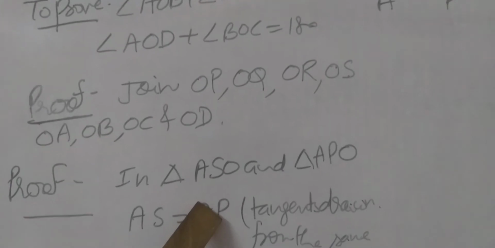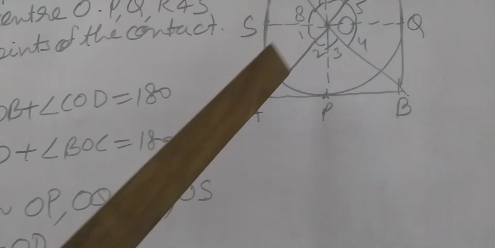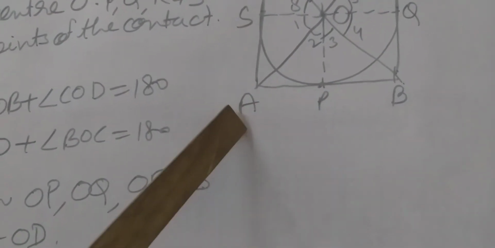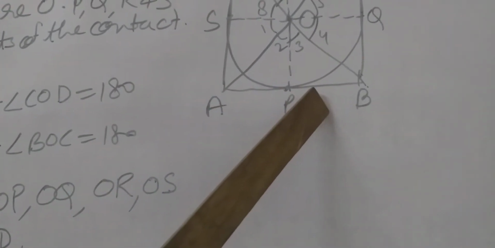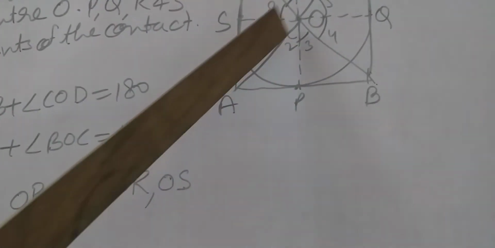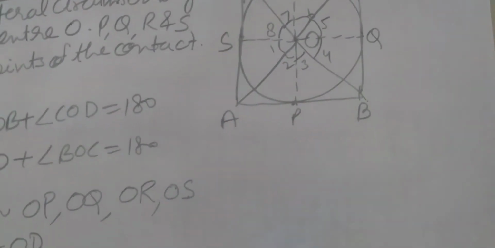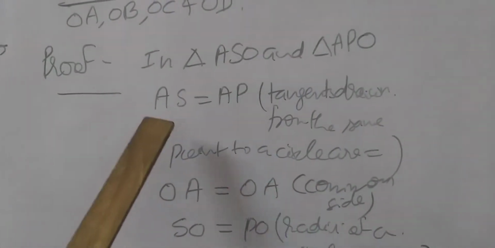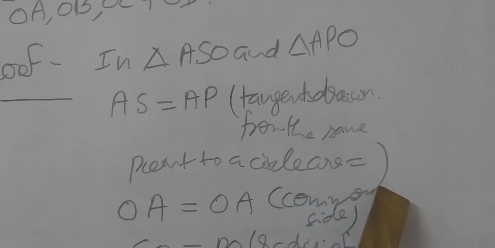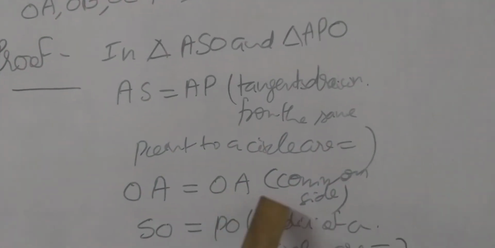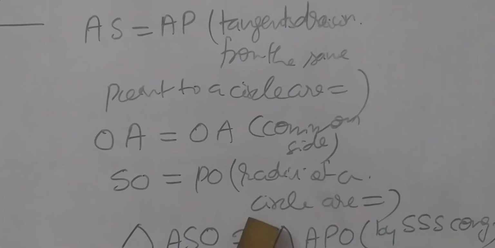So in triangle ASO and triangle APO, AS equals AP because tangents drawn from the same point to a circle are equal. OA is common. OP equals OS, radii of the same circle are equal. So that's why I have written here AS equals AP, tangents drawn from the same point to a circle are equal. OA equals OA, common side. SO equals PO, radii of a circle are equal.